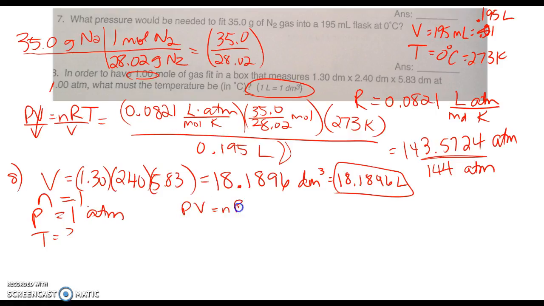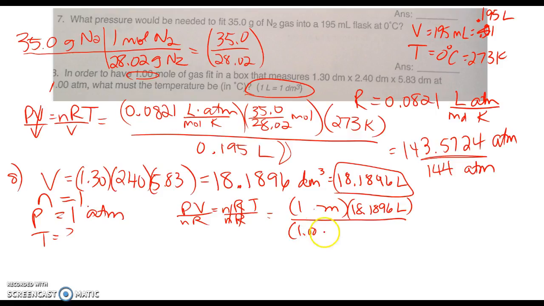PV equals nRT. So to get T, I have to divide by n and R, don't I? So it's going to be the pressure times the volume over the number of moles, which was 1. That's 1 atmosphere, isn't it? And the R, 0.0821 liters times atmospheres per moles. Okay. Atmospheres, liters, moles, and okay.